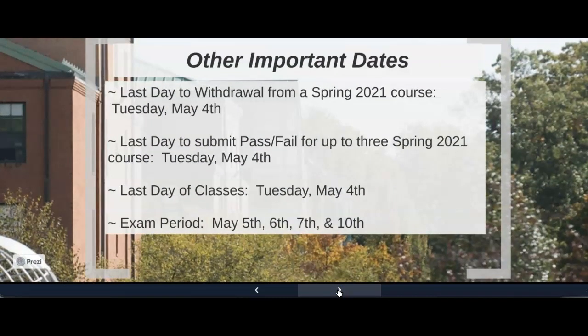And lastly, some other important dates. The last day to withdraw from a spring 2021 course is Tuesday, May 4th. The last day to submit pass-fail for up to 3 spring 2021 courses is Tuesday, May 4th. Last day of classes is also Tuesday, May 4th. And your exam period for the spring is May 5th, 6th, 7th, and 10th this semester.